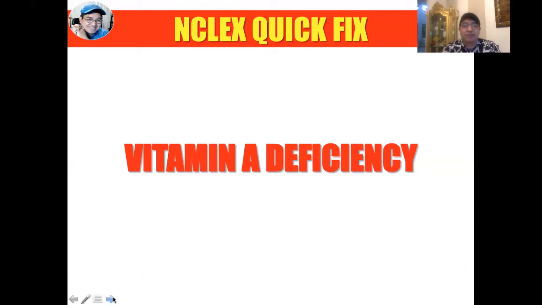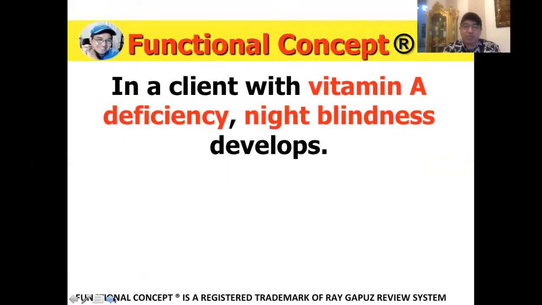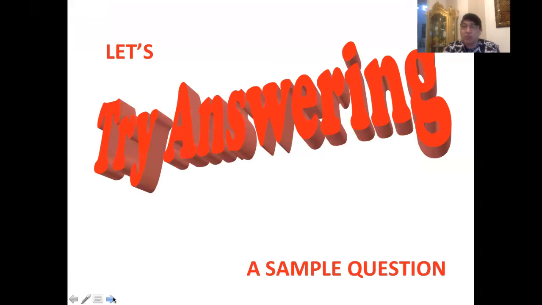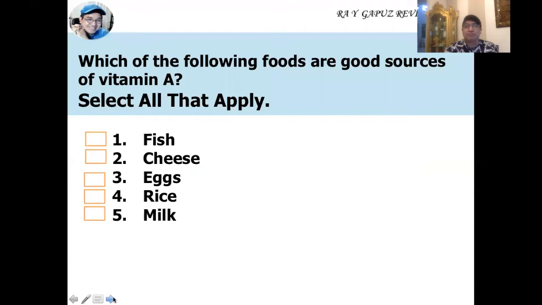Here is a functional concept. In a client with vitamin A deficiency, night blindness develops. Okay, so using that functional concept, let's try answering a sample question. Which of the following foods are good sources of vitamin A? Okay, we've talked about this a while back.